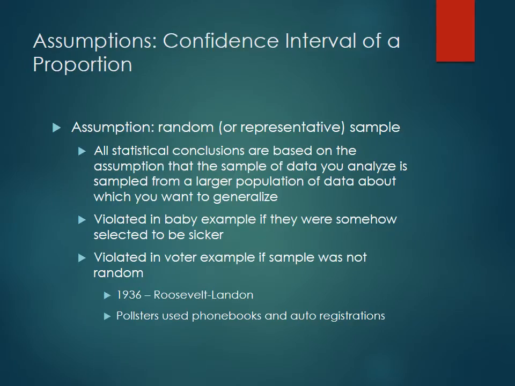So again, the assumptions: it should be a random or at least representative sample. All these stats, all the tests that we're doing are under the assumption these are randomly selected patients or randomly selected samples that we're using here. And so you can see that there are easy ways to violate that, as we mentioned a little bit in the polling example. But imagine if you had babies that were selected out to be somewhat sicker for some odd reason.